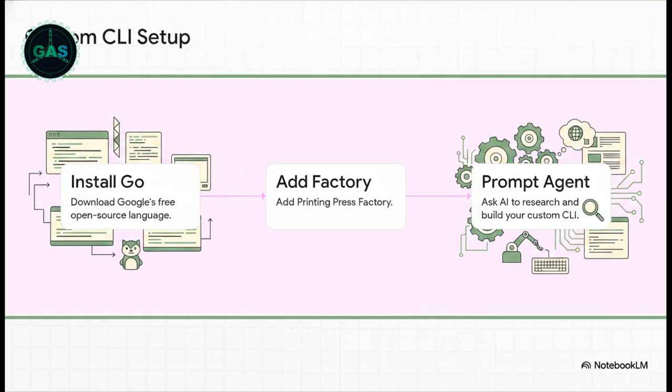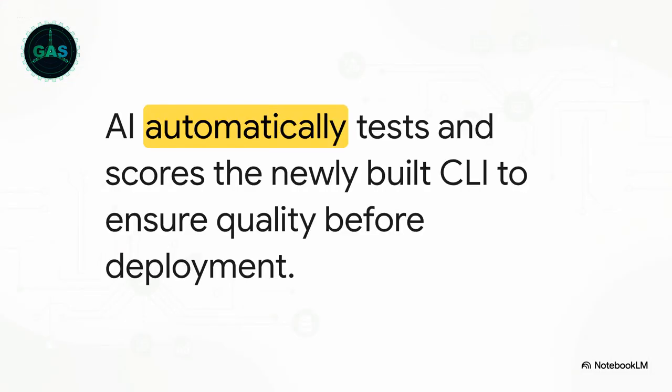First, you install a foundational, free open-source language from Google called Go, which is absolutely perfect for command line tools. Second, you install the Printing Press factory. And third, you simply use natural language to ask your AI to research the target website, reverse engineer how it works, and build a custom CLI just for you. It's really that simple.